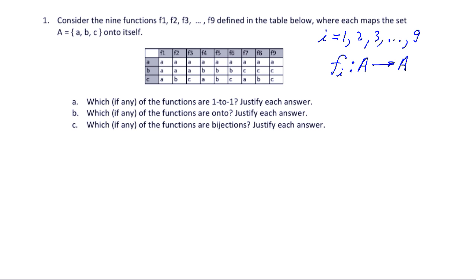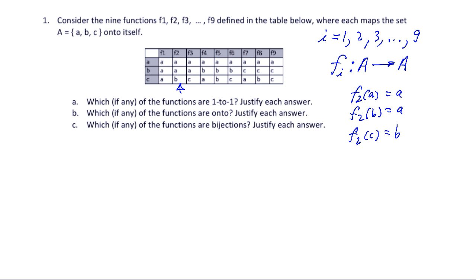Well, for example, F1 maps each of the elements A, B, and C to the element A. Okay? And F2 maps A to A, B to A, and C to B. And we can write several of these things. For example, I could write F2 of A is equal to A, F2 of B is equal to A, and F2 of C is equal to B. These are derived from this column of the table. So that's what this table means, and this defines 9 different functions.